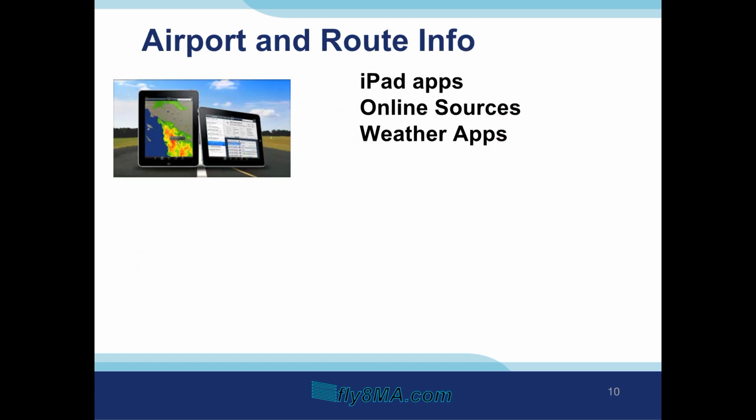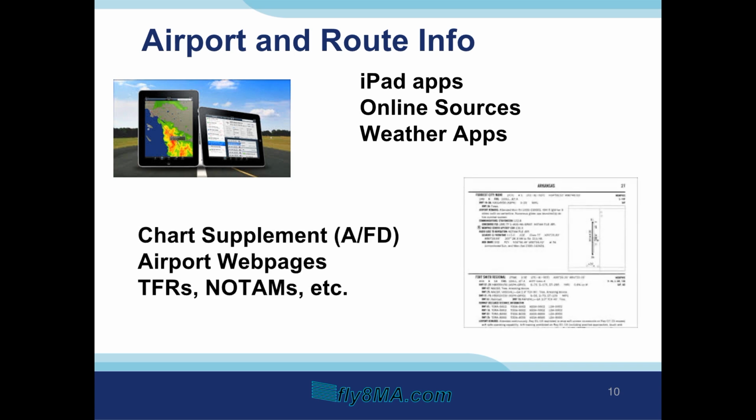Now, your airport and route info. Use the resources you have. Use ATC. Use 1-800 weather briefing or flight services. Use your passengers to help you read the map, or another pilot on board to help you read the map and navigate. Use the iPad apps. Use online sources like SkyVector. Use weather apps. Use all of the tools at your disposal, and especially don't neglect the chart supplement, the old AFD, that has so much awesome information about airports in it, and it's pretty concise.